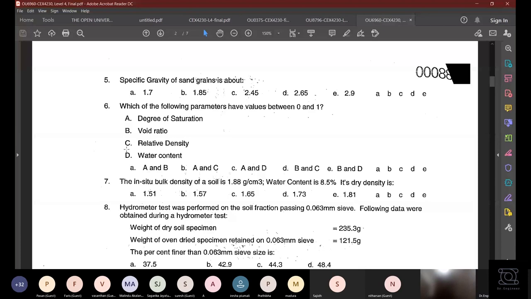So the answer would be 2.65. A and C are the correct answers for question number 6.